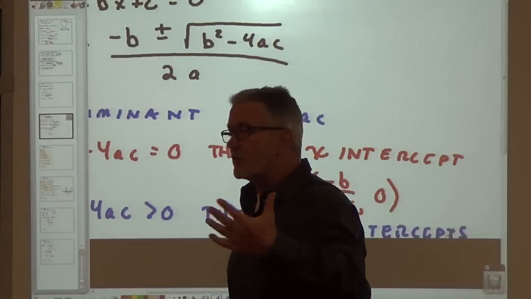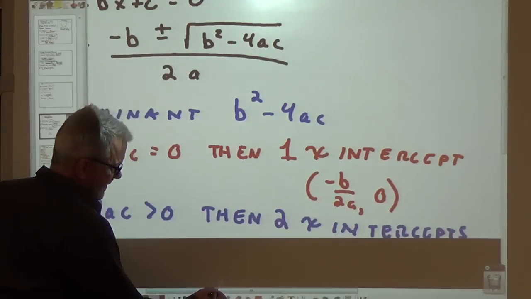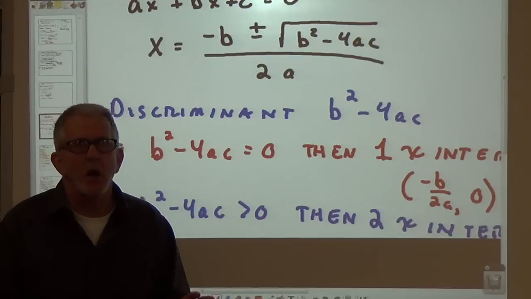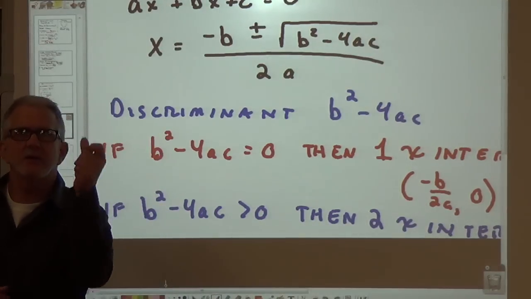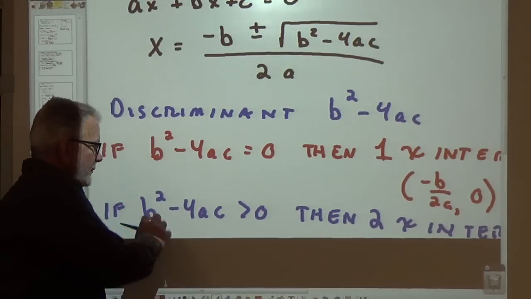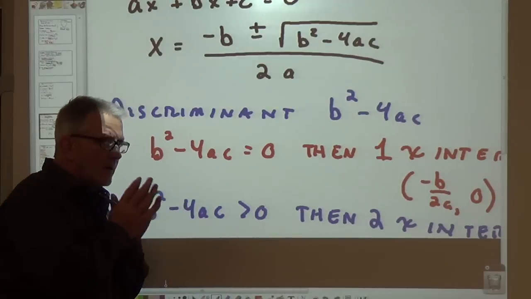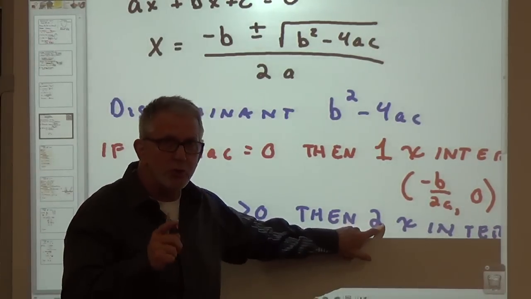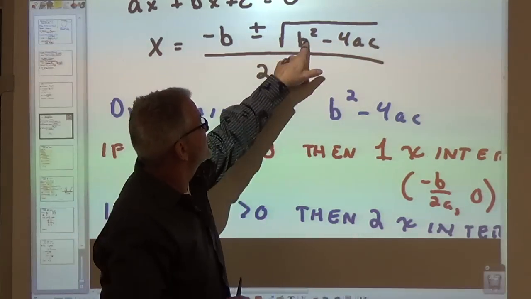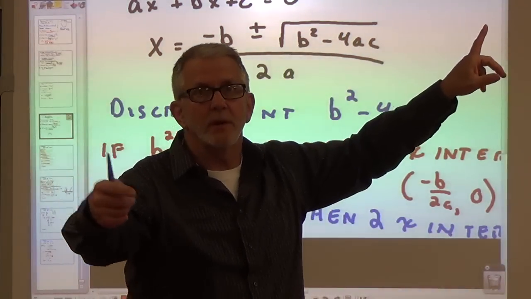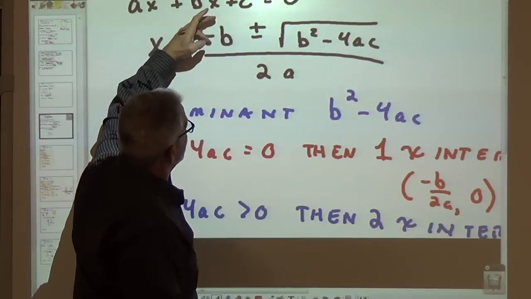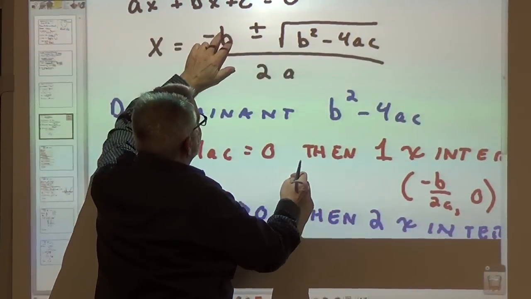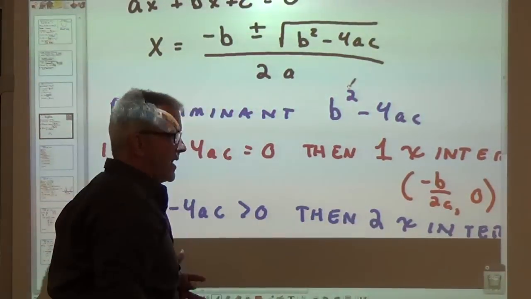Hey, what about if the discriminant is greater than 0? If b squared minus 4ac is greater than 0, this is going to help us when we graph those quadratics. I can know immediately what the graph is going to look like. Then I'm going to have two x-intercepts. I can square root a positive number. I'm going to have negative b plus the square root of that over 2a, and negative b minus the square root of that over 2a.